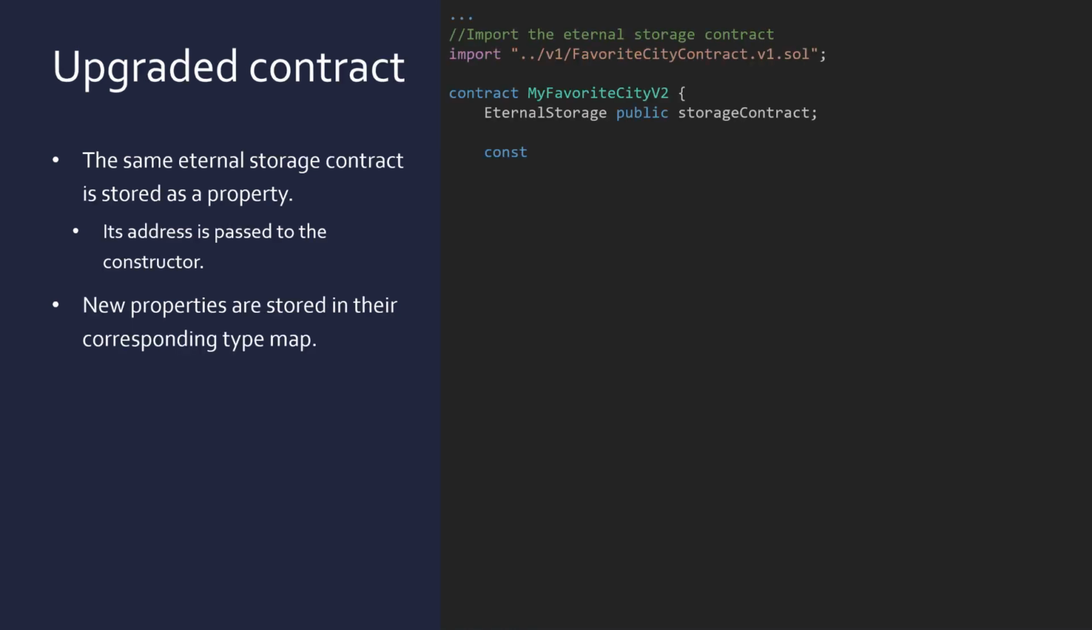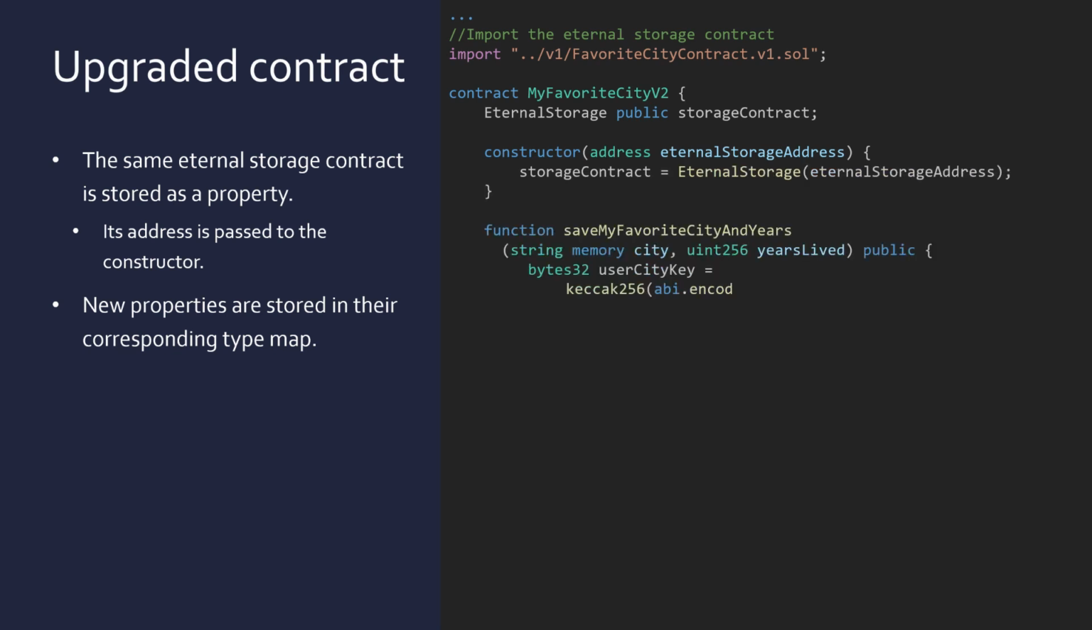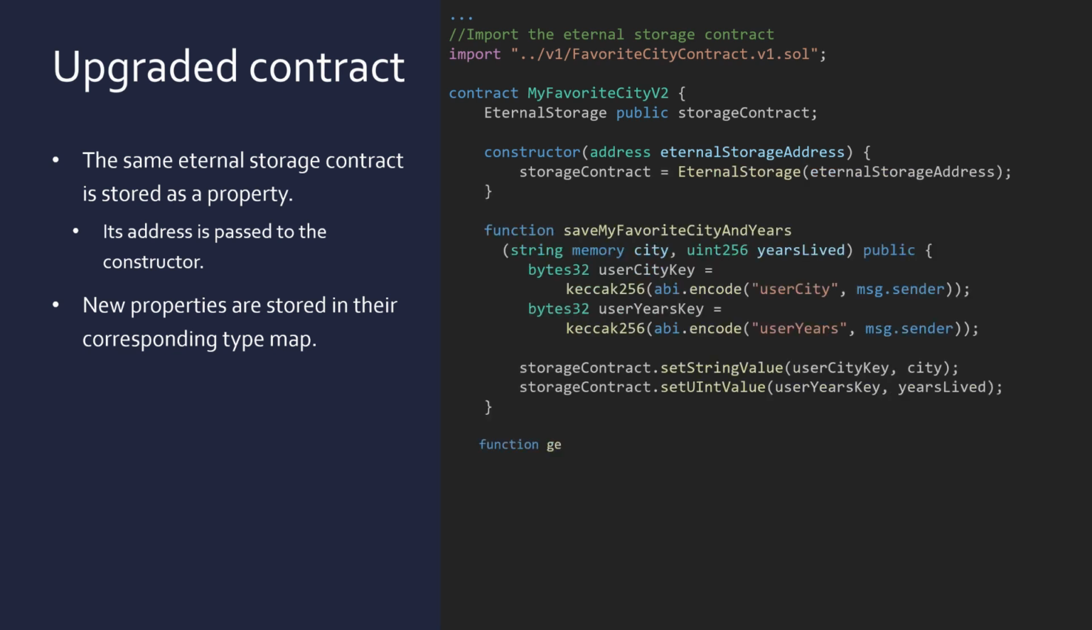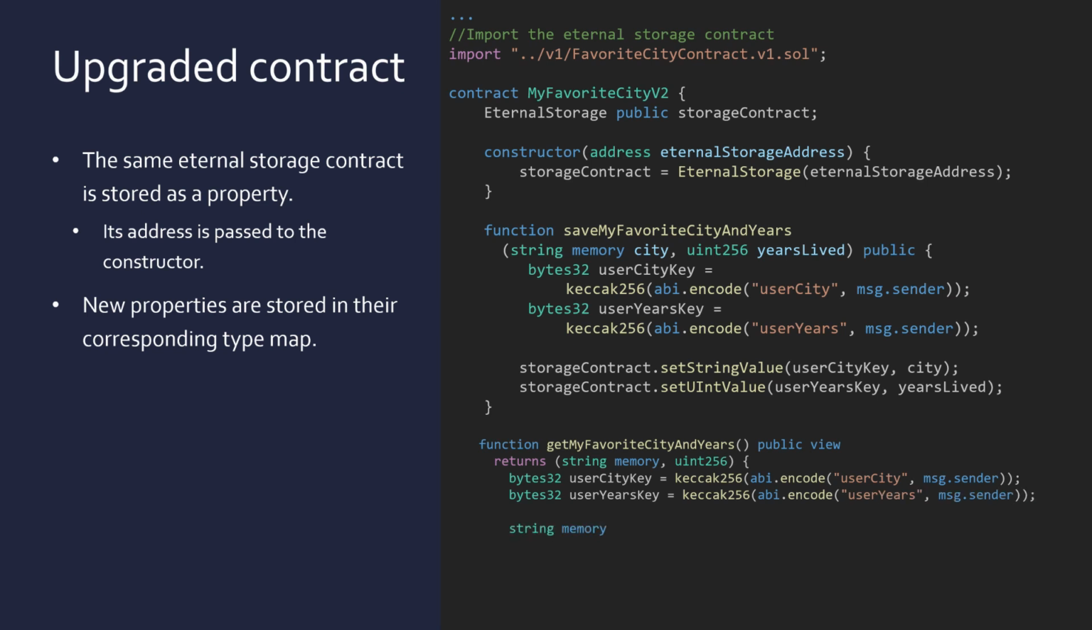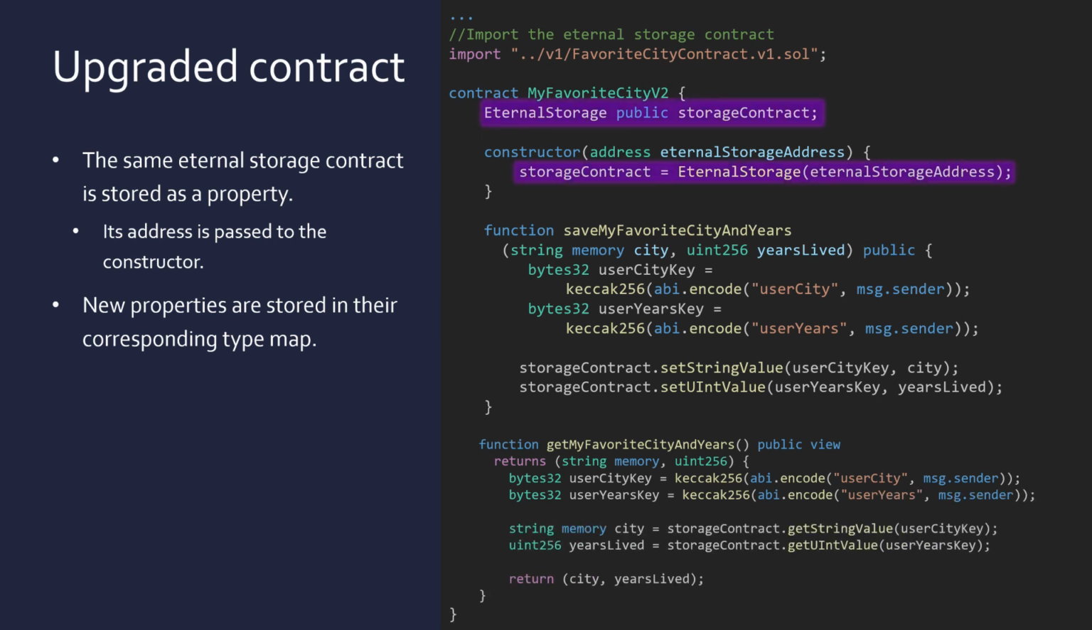Now, let's have a look at the second version of our contract. We are passing the eternal storage contract address in the constructor. In this way we would already have available all the city data. We just encode a new key to save the years lived in our favorite city.